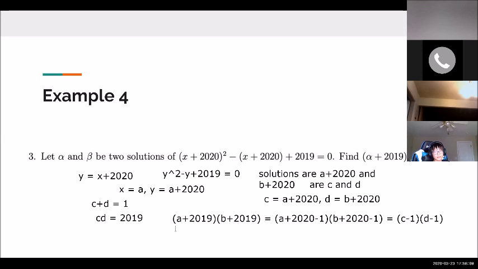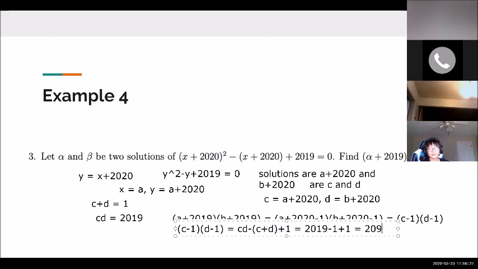However, we know that (C - 1)(D - 1) is equal to CD minus (C plus D) plus 1. And guess what? Because of Vieta's formulas, we already know what C plus D and CD are. So this is just 2019 minus 1 plus 1. So the answer is just 2019.